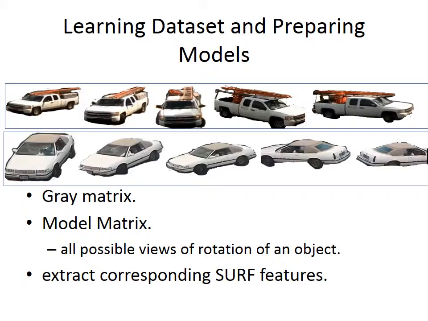We read all the views of each object in the dataset and convert them to gray matrix. After merging them, we get our model matrix. The model actually represents all possible views of rotation of an object. Then we extract corresponding SURF features for constructing the model matrix for recognition. The SURF detection technique can match the points of two images with different angles. We made a model which actually contains SURF features of all possible views of an object.